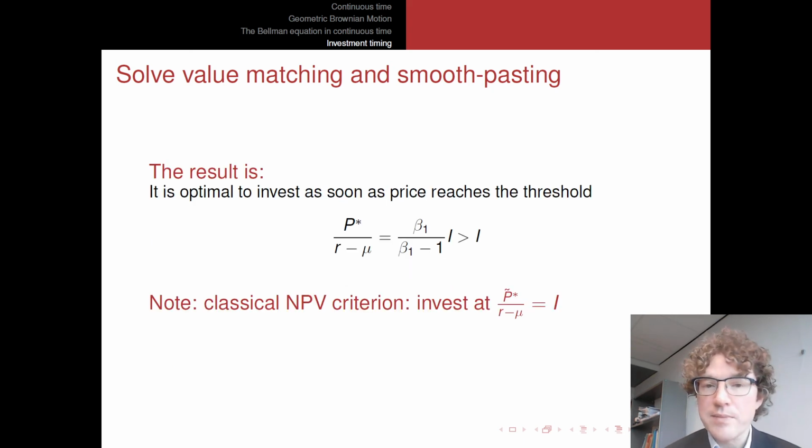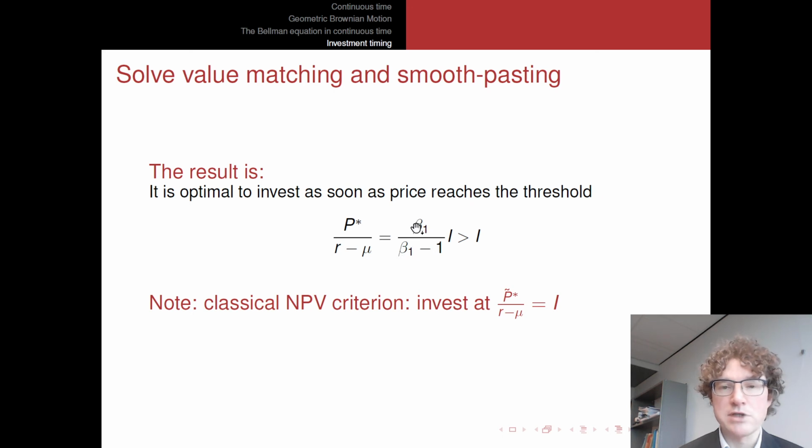So if you do that computation, you'll figure out that this investment threshold, this P star, is going to be as follows. It's going to be optimal to invest provided that this threshold P star satisfies the condition that P star divided by r minus mu, so the present value essentially at the threshold, should equal not I, not the investment cost, but I multiplied by this beta 1, this positive power bigger than 1, divided by that same beta 1 minus 1.